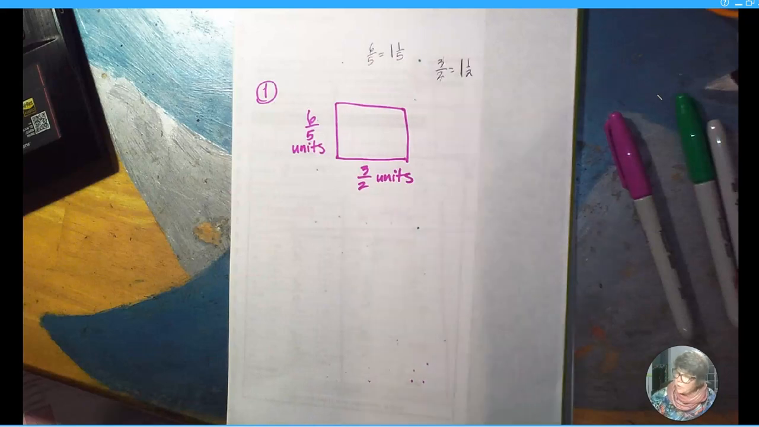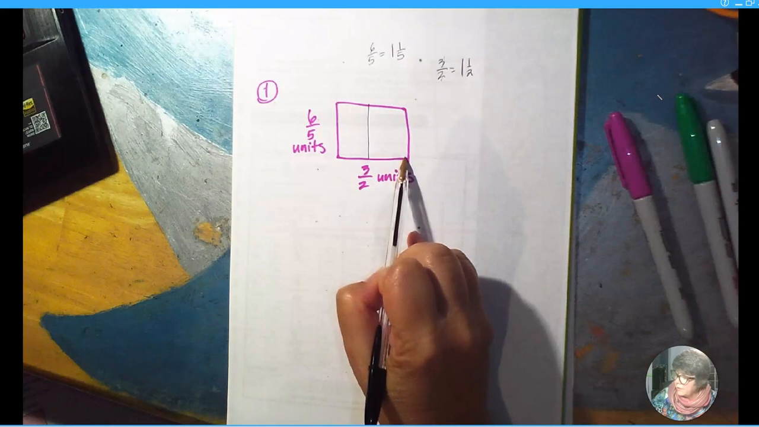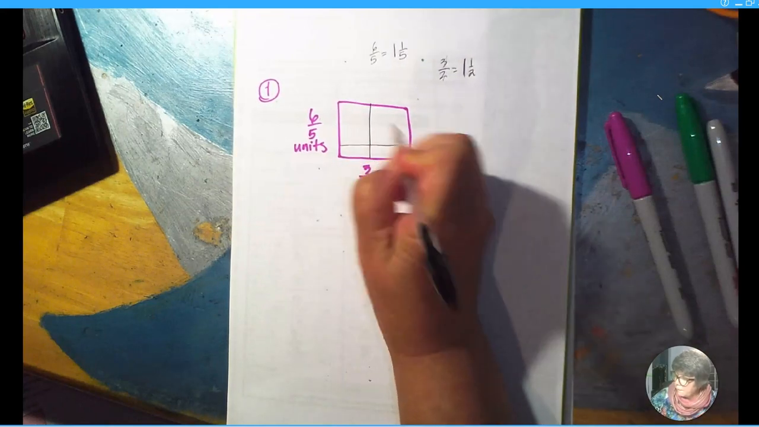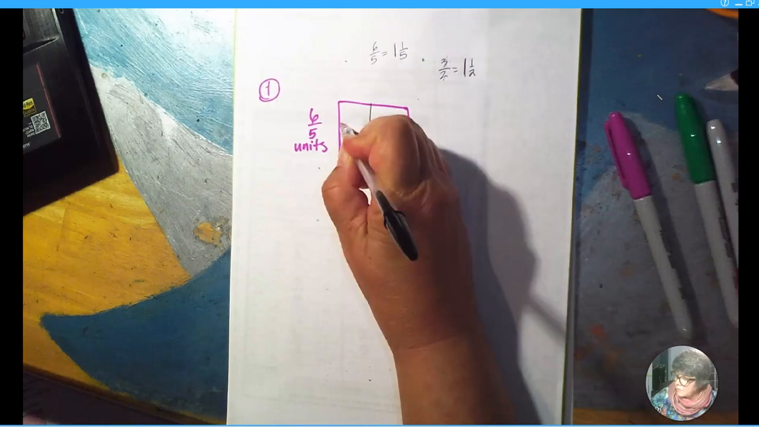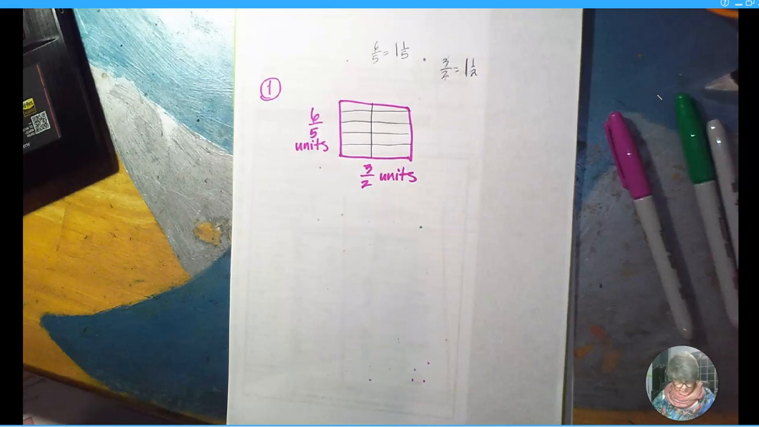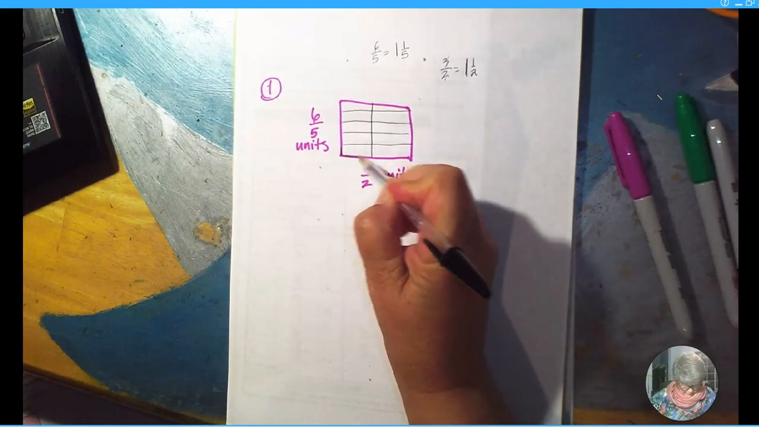So let's go ahead and try and draw it. So here's our 1/2, half and half. And then here's our fifths. 4 lines makes fifths, right? And they don't have to be perfect. They're not going to be perfect. Okay. And so we have fifths on this side and halves on this side.